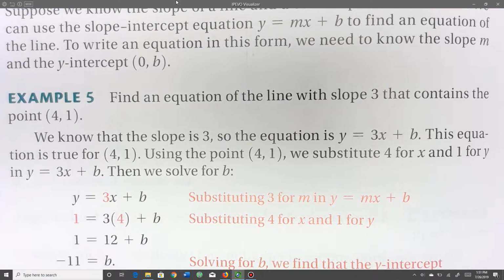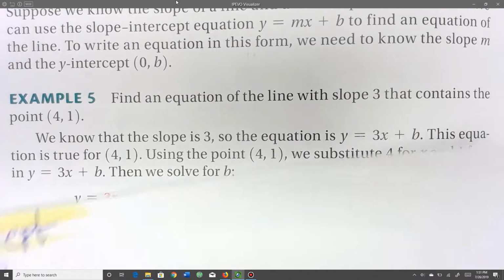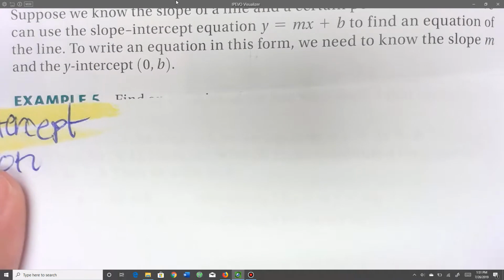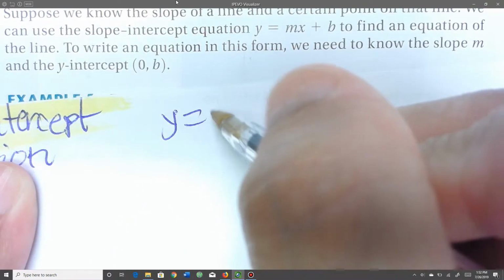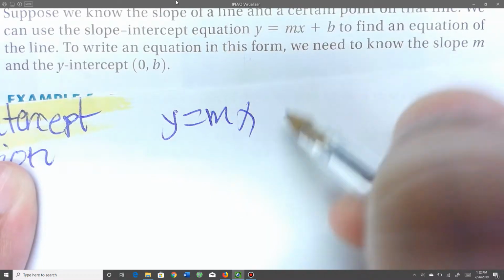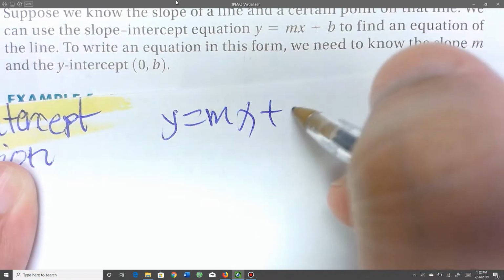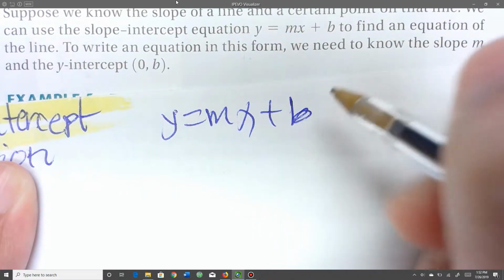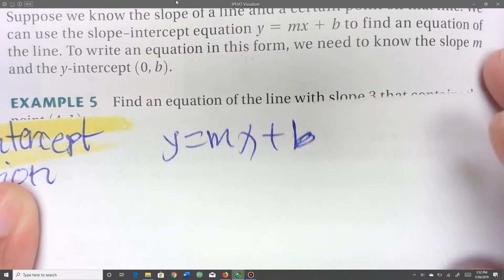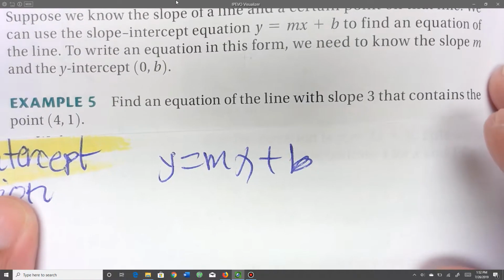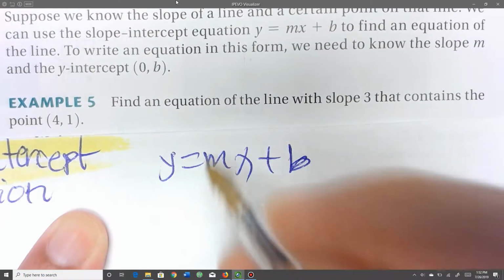So like I said, write down, it would be nice if you did, at least for the first few problems, the slope-intercept equation, and then substitute values in there. Since they gave us a point, the point (4, 1), what information are we missing?